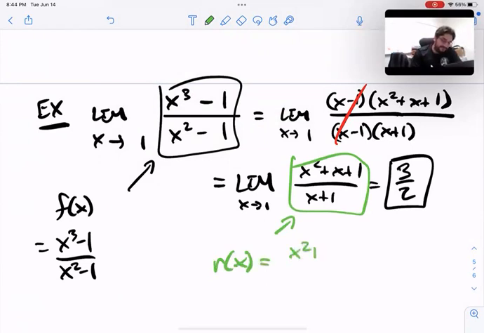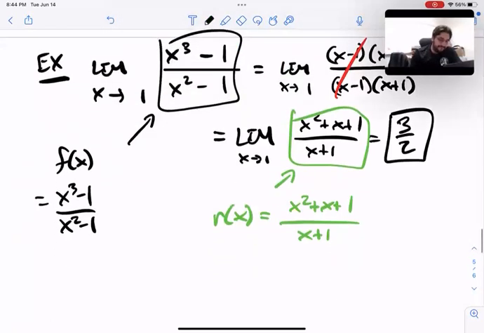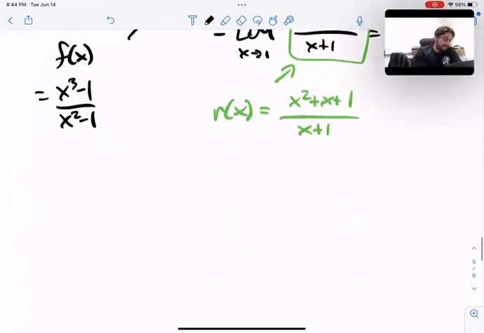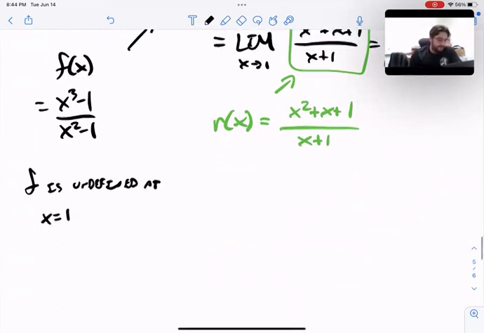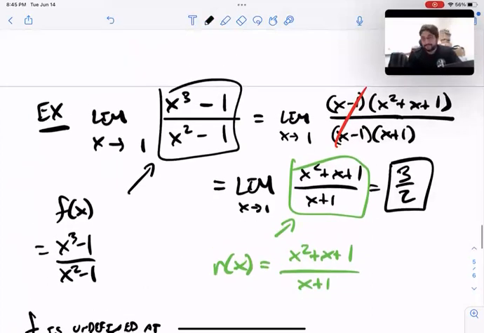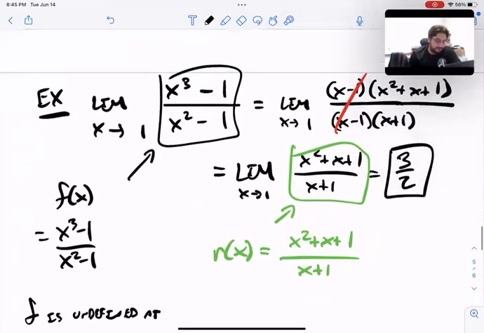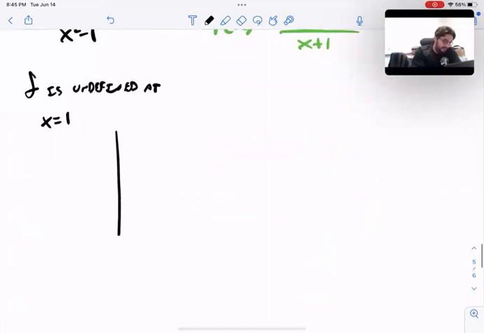We removed the discontinuity. These functions are almost equal to each other, but they're not quite. There's one point at which they differ, namely x equals 1, right? F is undefined at x equals 1, right? And you can graph this function f using just the guidelines for graphing a rational function from pre-calculus, right? If you want, you could figure out all the features of this graph, right?